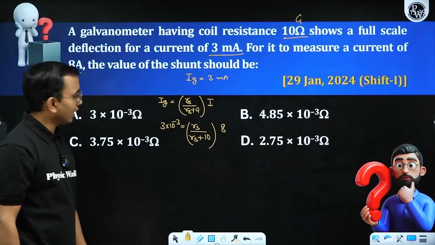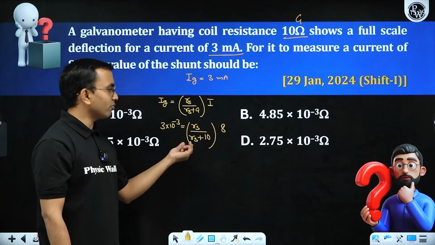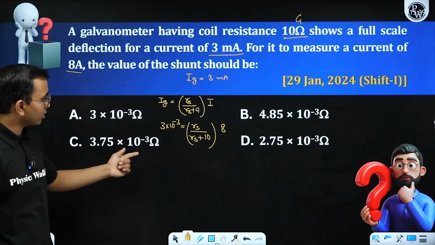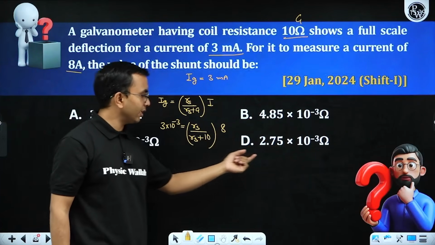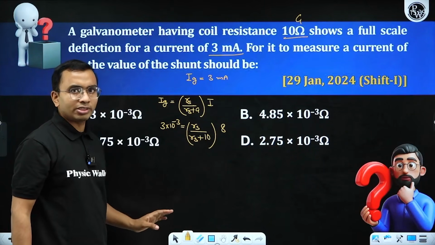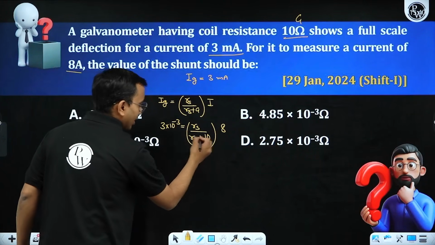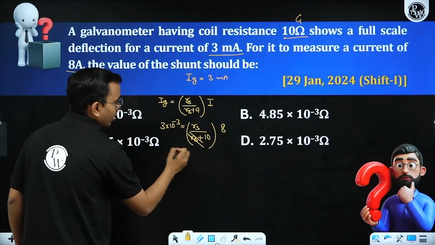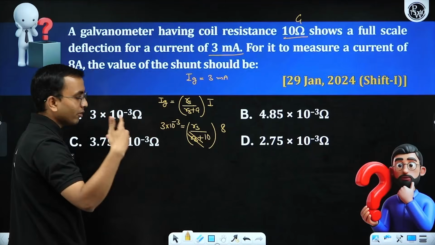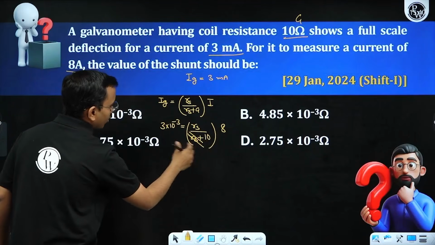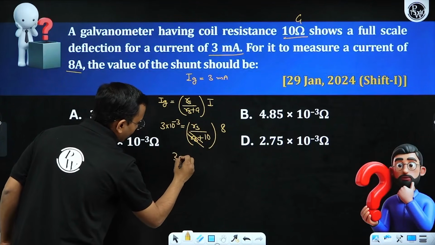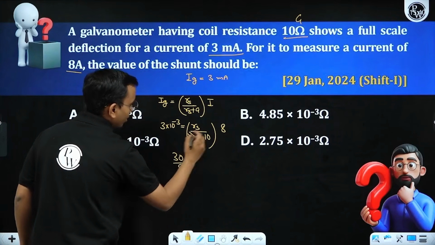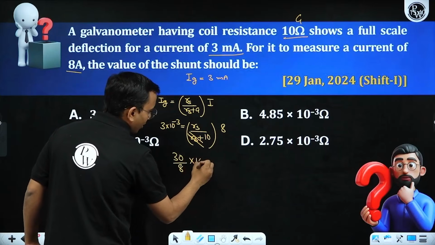One thing we can see from here is this R shunt will be very less actually. Even if you see the options, they are of order 10 to the power minus 3. So we can neglect that in front of plus 10. So from there, now simplifying it will become very easy. Okay, so from there it will become 30 divided by 8, 30 divided by 8 into 10 to the power minus 3.